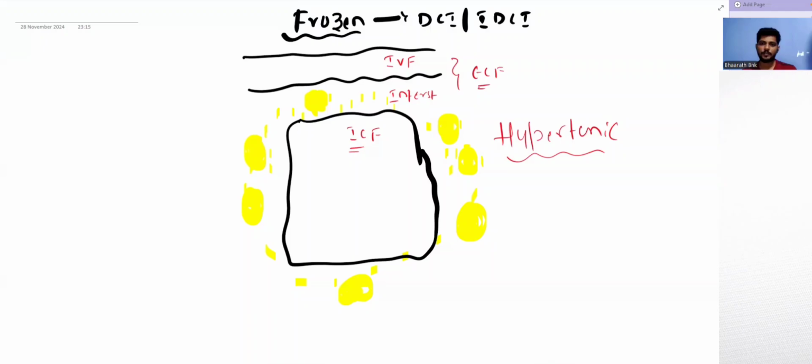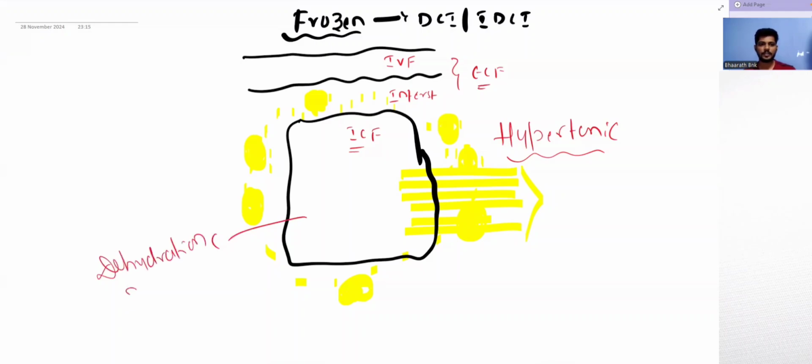And as this solution becomes hypertonic compared to the ICF, you do know that water moves from a lower osmolarity area to the higher osmolarity area. So it will draw all the fluid out of the ICF into the extracellular space. So as a result, this cell dehydrates. This cell undergoes dehydration and shrinks. But you do understand that even the intracellular space is filled with fluid, and this also leads to the formation of ice crystals.